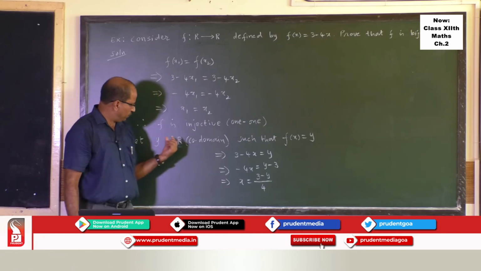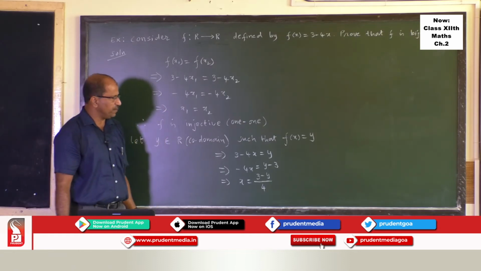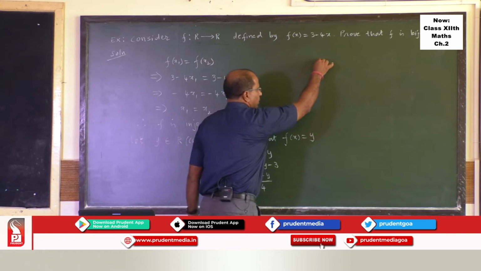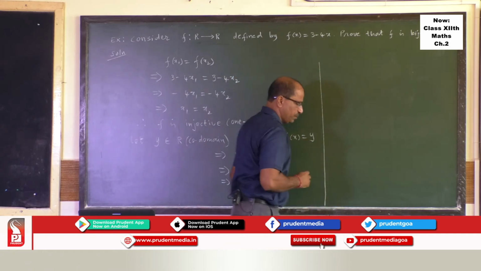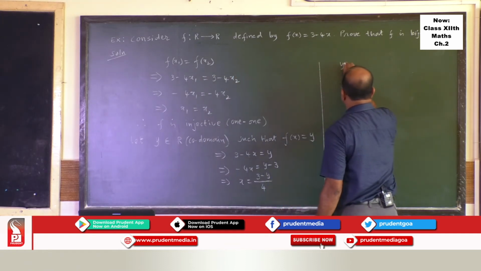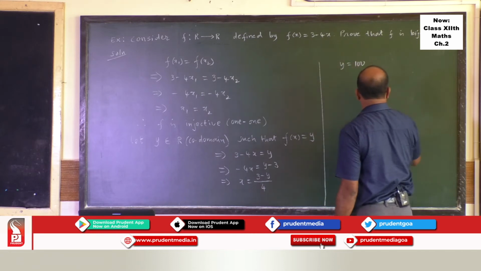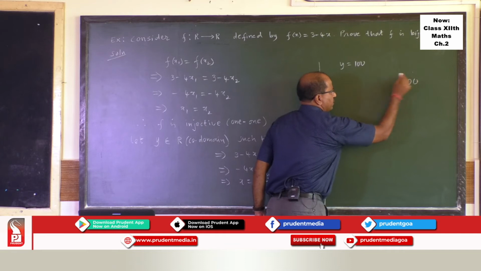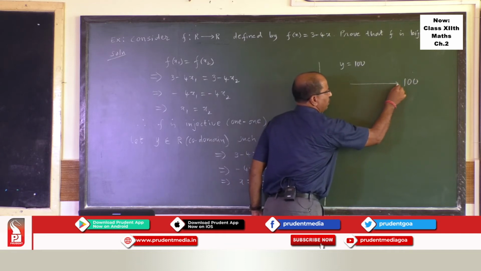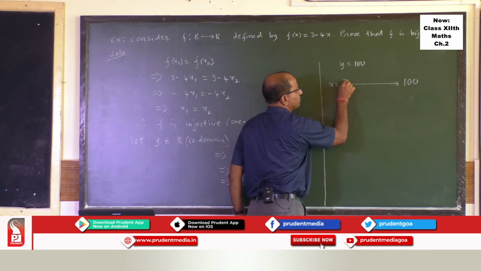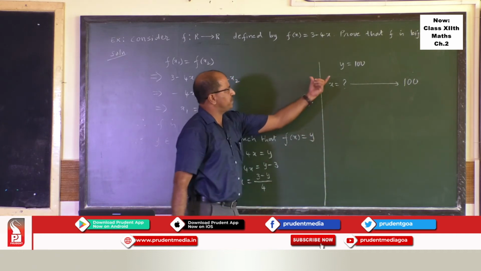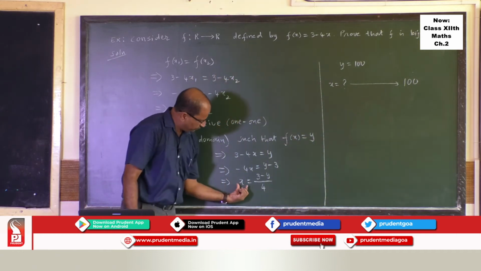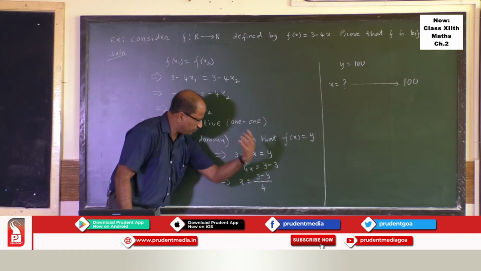Now, what is the meaning of this? I will take an example on the right side of the board. Supposing I take y equal to say 100. That means I need 100 as the image. So, I am looking out for what this x is. I am taking this as an example. We have already got a value of x, (3 minus y) upon 4.